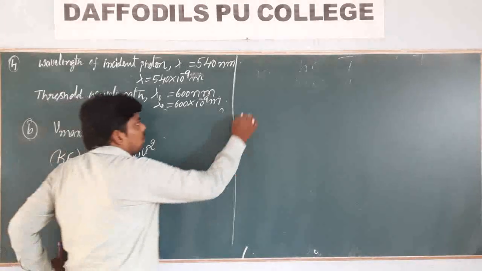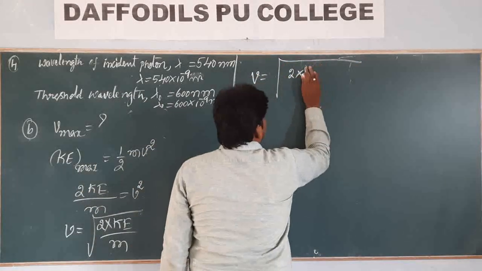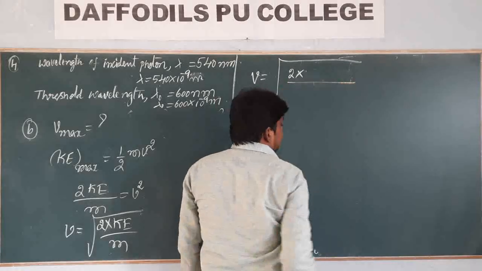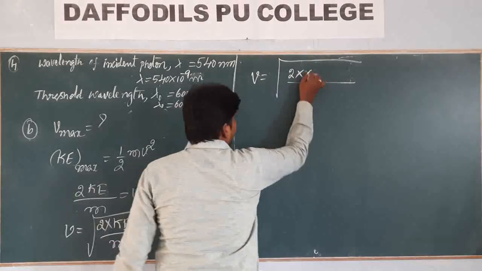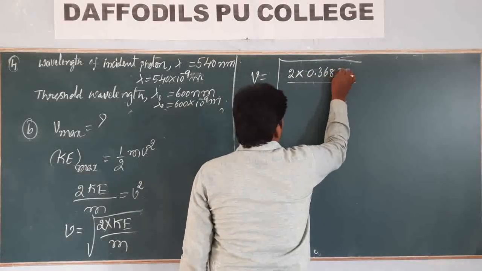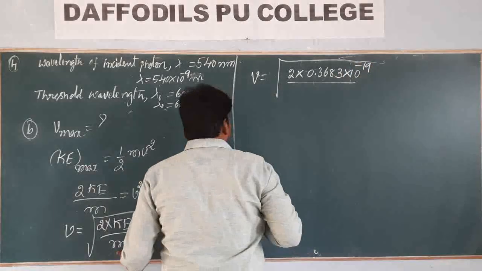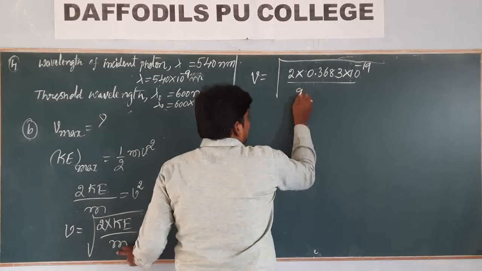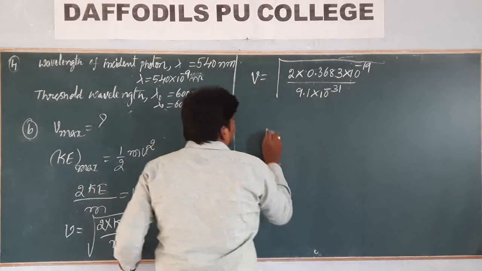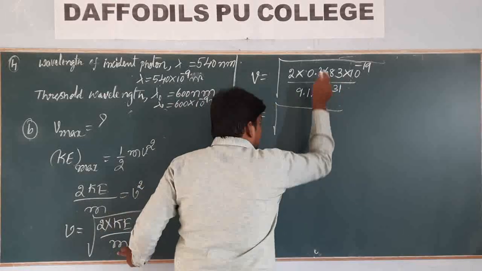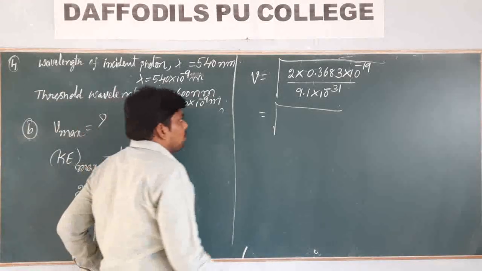Now substitute the kinetic energy value, that is 2 into the kinetic energy value. What is the kinetic energy you got here? 0.3683 into 10 to the power of minus 19, divided by m, the mass of the electron. That is 9.1 into 10 to the power of minus 31 kg. Now the values are substituted: kinetic energy value, mass value. Then what we have to do? We have to do the simplification.